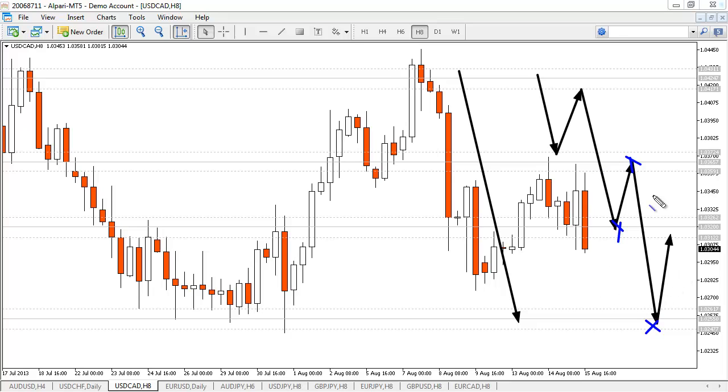So I don't really care what the trend on the weekly chart is if I'm trading the 8-hour chart. It doesn't really bother me. I'm just looking for very specific setups on my 8-hour chart, my 4-hour chart, my daily chart. When I get those setups, I just jump into the trade.